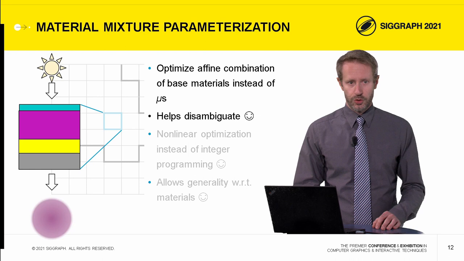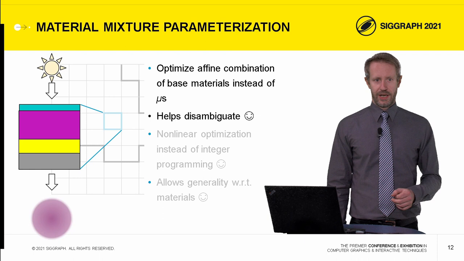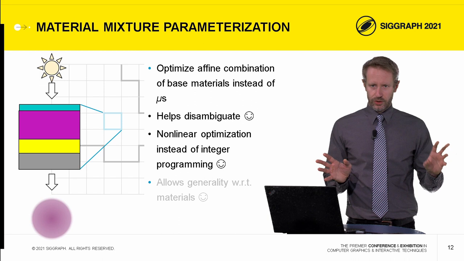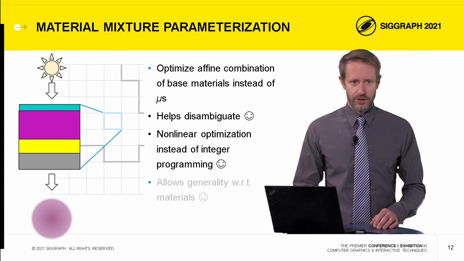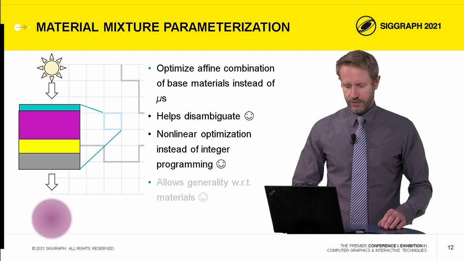Now, remember that we introduced this parameterization to relax the optimization problem and turn it from integer programming into a non-linear, non-convex optimization problem. And of course, the parameterization also has other advantages, such as making our method general with respect to the available printing materials.